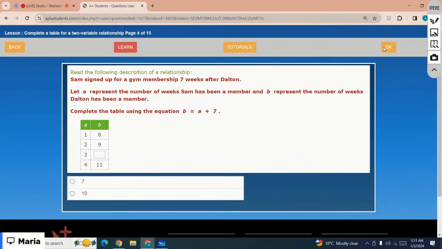Basically, replace the variable A with the value A equals 3. So 7 plus 3 equals 10. Yes, the correct option is 10.